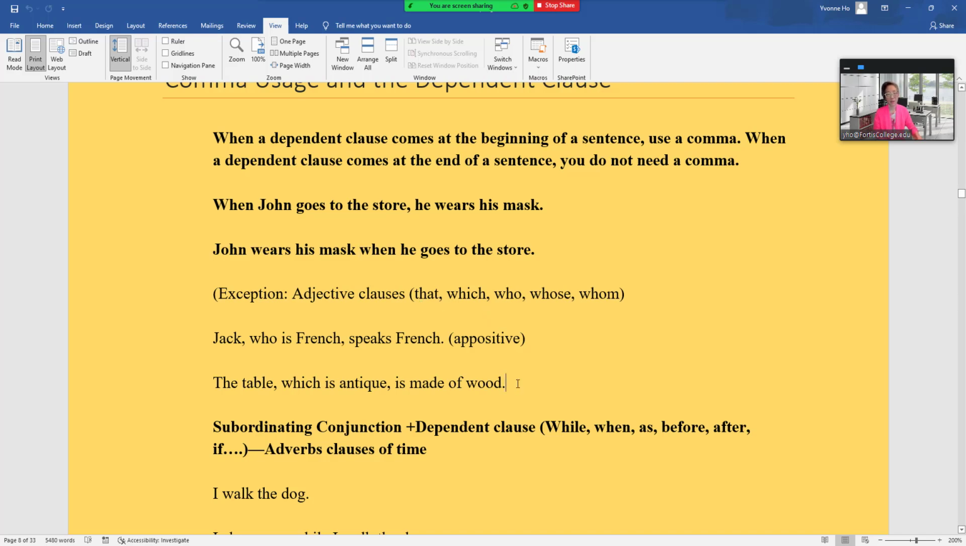Okay, so the table which is antique. Okay, here you have an adjective clause because which is antique describes the noun table. So the table which is antique is the same thing as saying the antique table. Okay, is made of wood.